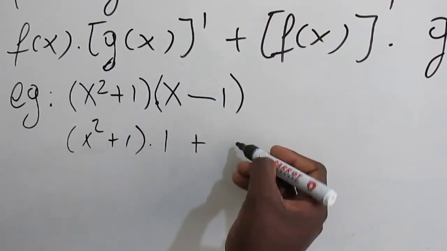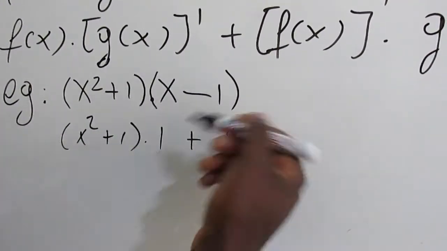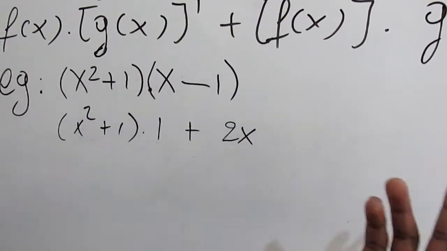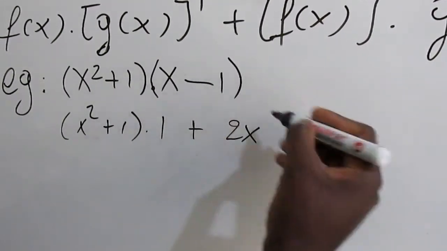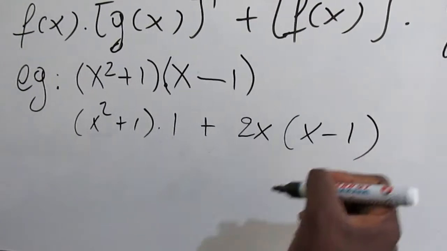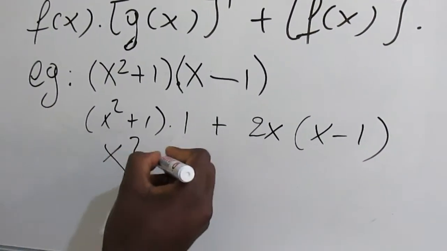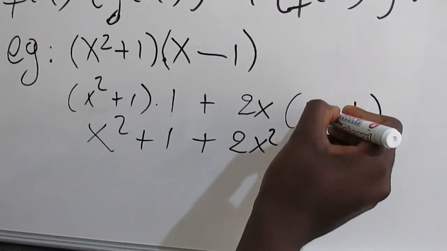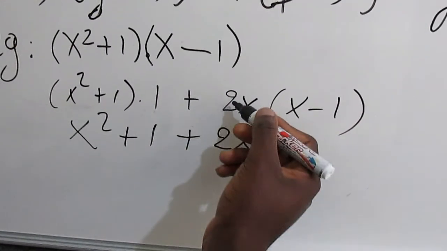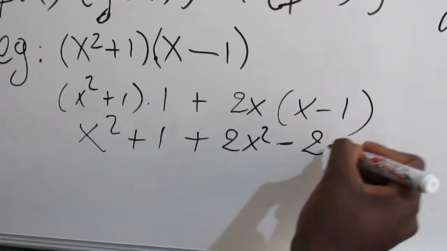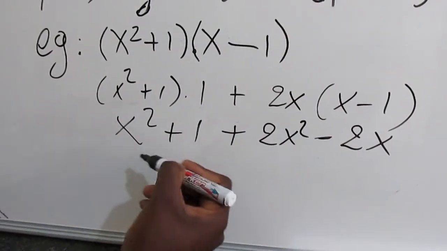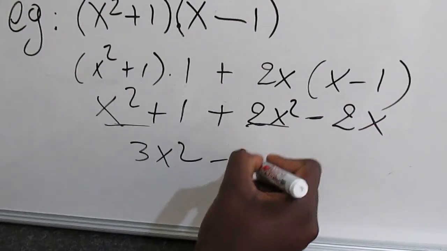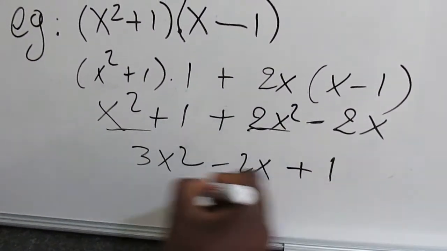It's going to give us 2x, because the 2 will come down and then it's going to multiply x. Then when we derive 1, it's going to give us 0. So we keep the 2x. And then we take the x minus 1 as it is. Then this is going to give us x squared plus 1, plus 2x squared. 2x we multiply by x, we're doing the distribution. Then 2x multiplied by minus 1 is going to give us minus 2x. Then x squared plus 2x squared is 3x squared. Then we take the minus 2x, then finally plus 1. So this is how we do it.